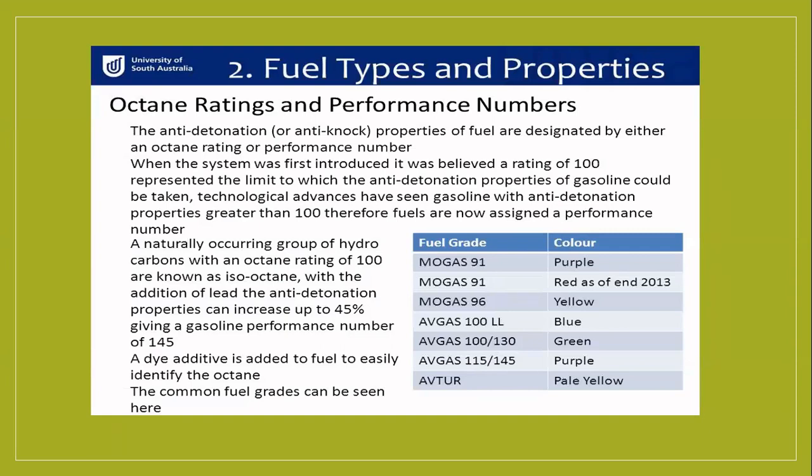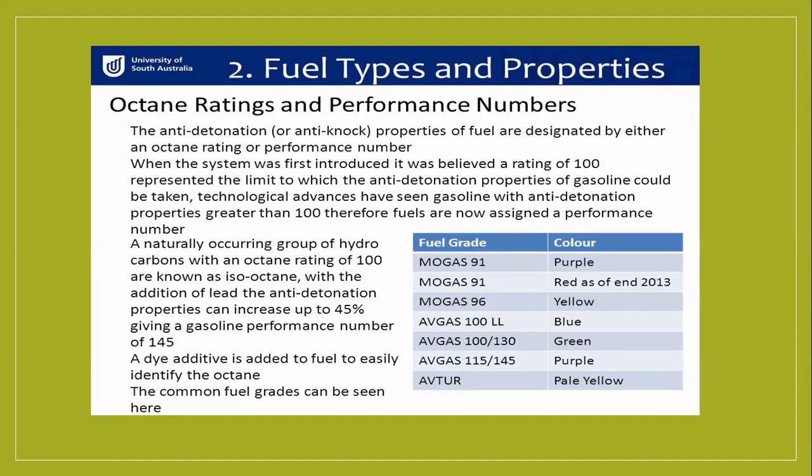Properties of fuel are designated by either octane rating or performance number. Right? I told you what is the octane number for petrol? Octane 92. Octane 92 is one of the factors. They call it octane rating. Octane 95 is also there, super petrol. So octane rating is one performance measure to evaluate the fuel quality.